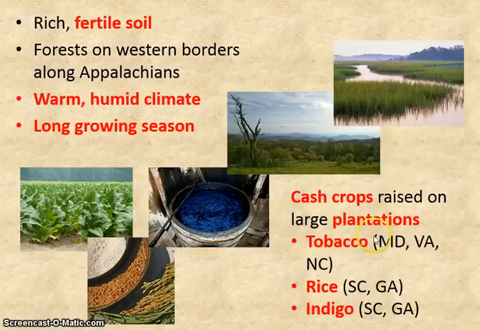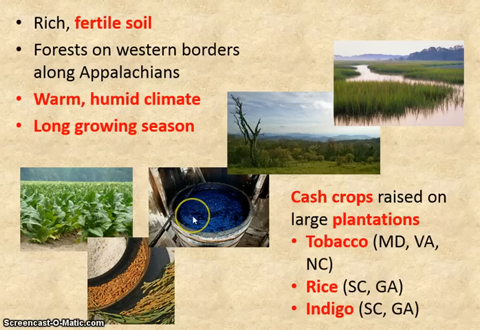The upper southern colonies raised a lot of tobacco, while the lower ones, South Carolina and Georgia, raised rice and indigo, which was a flower that could be made into a dye that was used for a number of purposes.